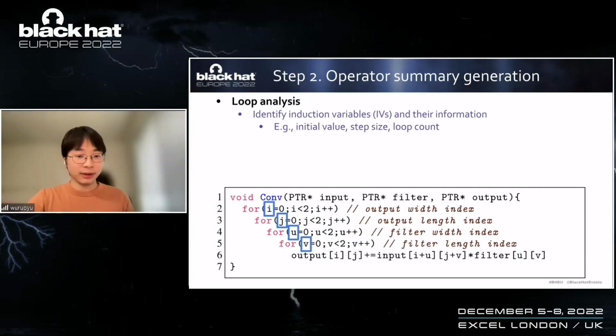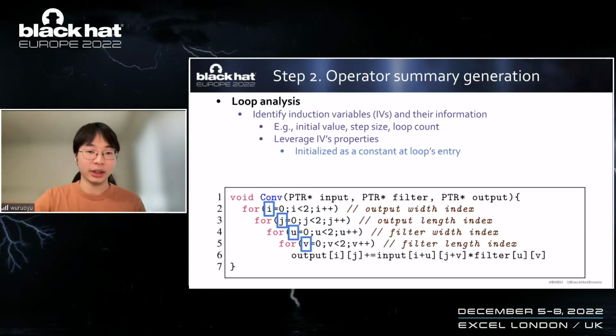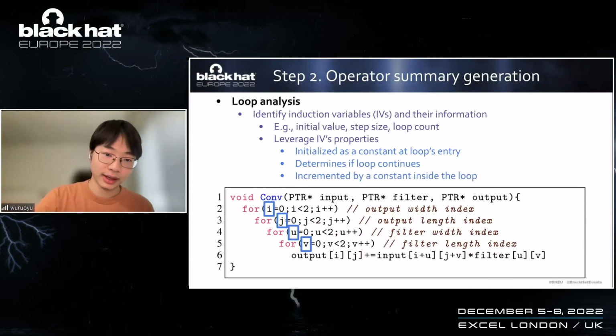To identify these induction variables, we leverage some IV properties. They're usually initialized as a constant at a loop's entry, and these IVs determine if a loop continues. They are incremented by a constant inside a loop. So we assume the IVs have these properties, and we use them to do a static analysis to identify those variables in a binary function.